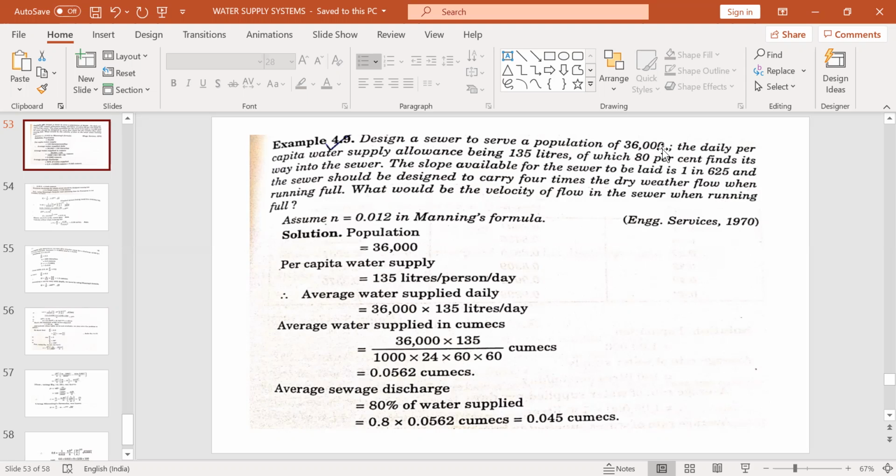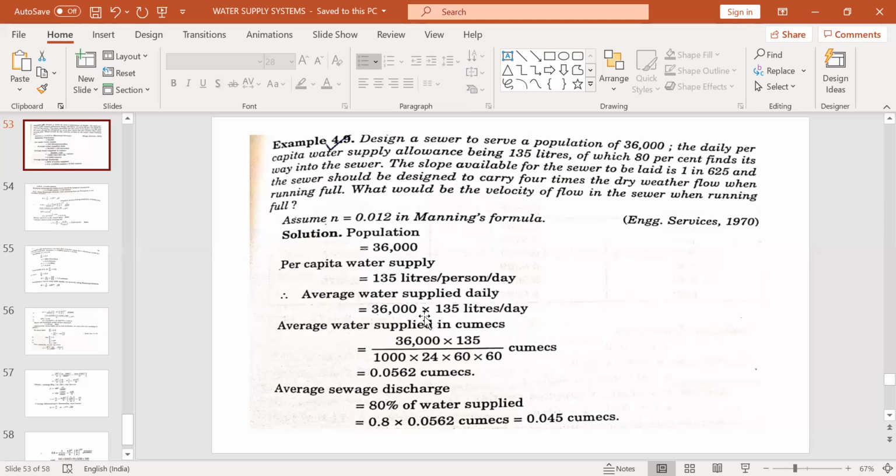What is the per capita demand? 135 liters. That means 135 liters of water is the demand for one person in one day. What is the number of persons? That is the population, 36,000. For 36,000, what will be the water supplied? That is 36,000 into 135 liters in one day.